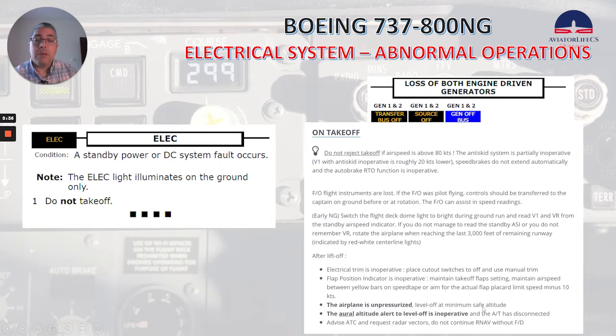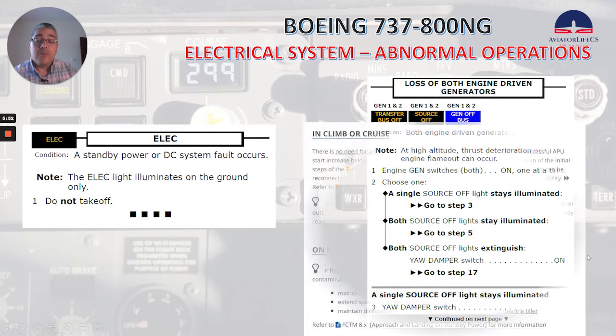Level off at minimum safe altitude. The altitude alert to level off is inoperative, and the autothrottle has disconnected. Advise ATC and request radar vectors. Do not continue RNAV without flight director.